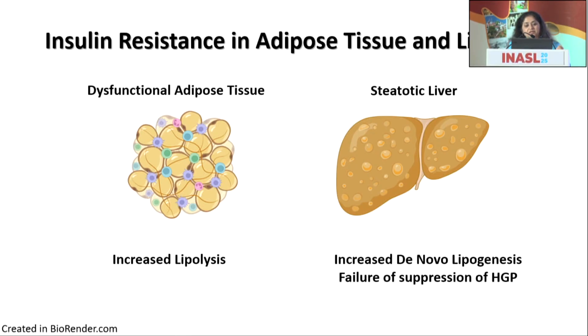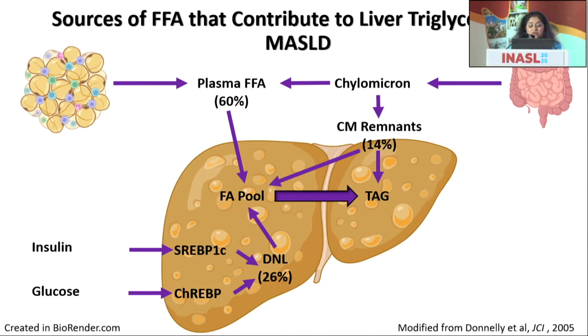What happens in insulin resistance in adipose tissue and in the liver? There is increased lipolysis in the dysfunctional adipose tissue. And in a liver in insulin resistant states, there is increased de novo lipogenesis and a failure of suppression of hepatic glucose production. And all of this ends up resulting in a lot of free fatty acid delivery to the liver. This slide shows us what the sources of free fatty acids are that contribute to liver triglycerides and MASLD.